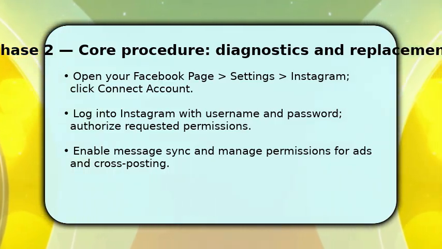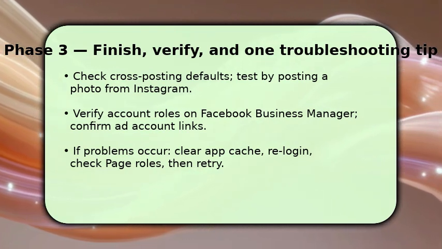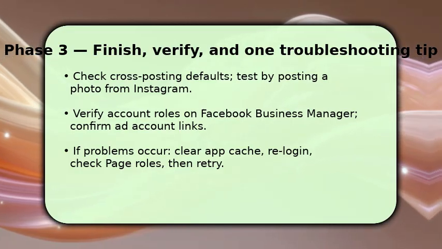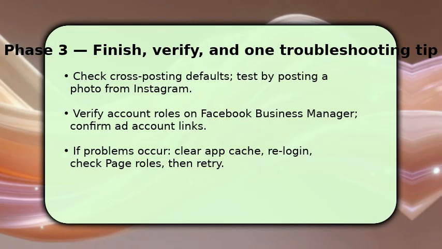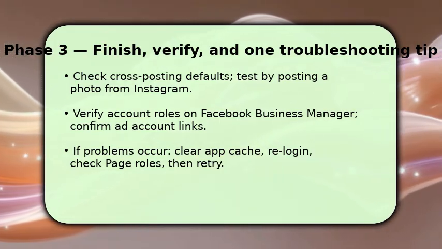You finish by verifying settings and running a small test. Post a photo on Instagram and confirm it appears on the Facebook page with the proper caption and tags. Then double-check roles in Business Manager and ensure the correct ad account and catalog are linked if used.